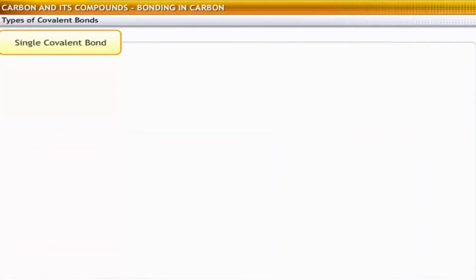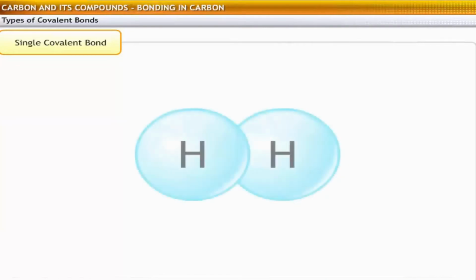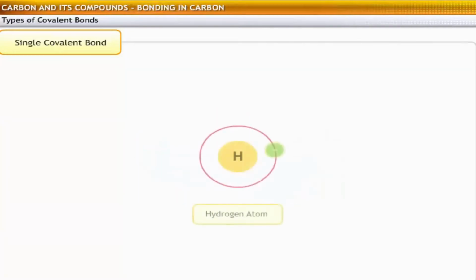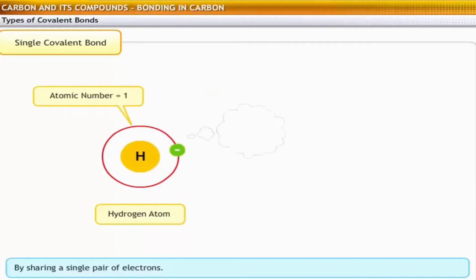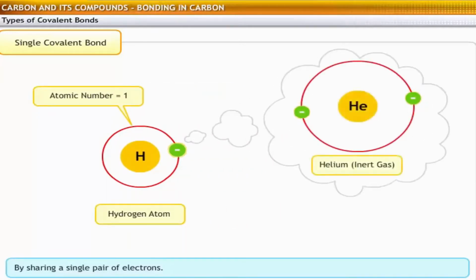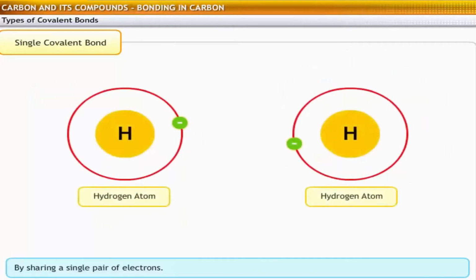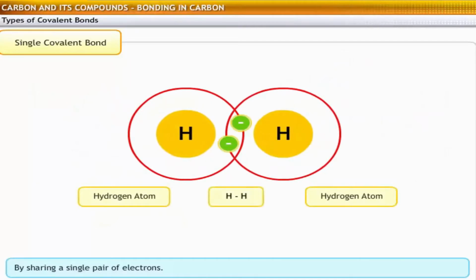Let's look at the formation of a single covalent bond, taking the example of a hydrogen molecule. We know that the atomic number of hydrogen is 1. Hence, hydrogen has 1 electron and it requires 1 more electron to attain the nearest inert gas configuration, which is helium. To achieve this, each hydrogen atom contributes an electron to form a single bond. Thus, a single covalent bond is formed between the 2 atoms of the hydrogen molecule.